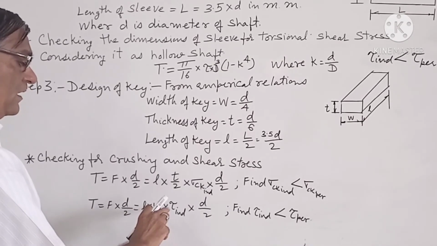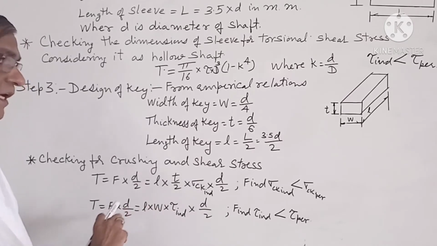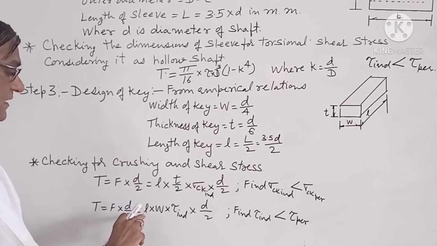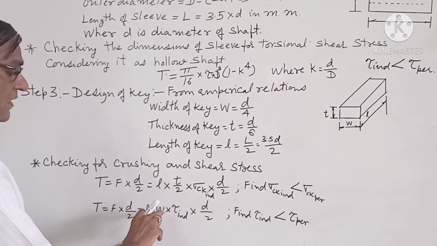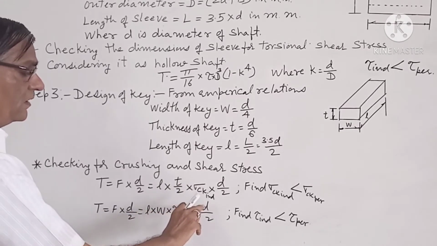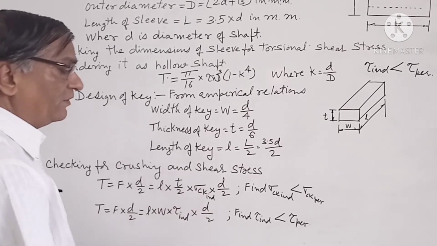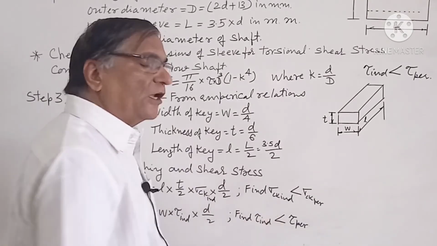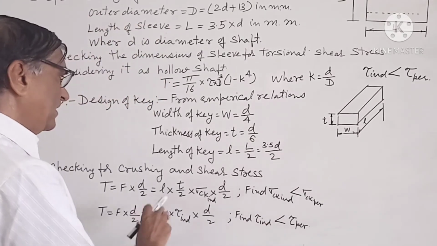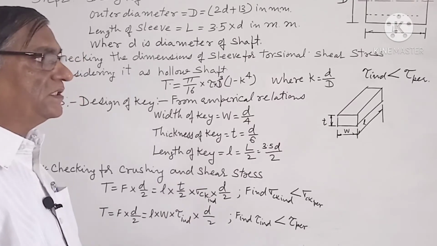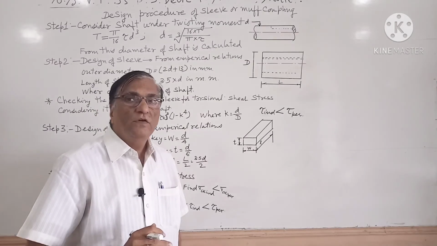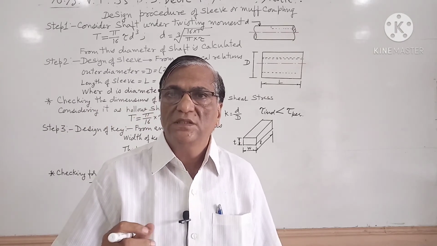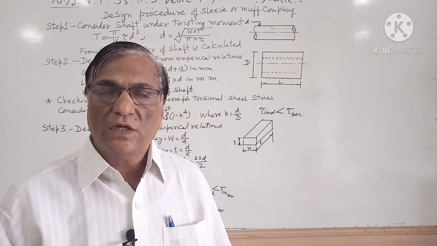the torsional stresses induced. From this formula, torque is equal to force into radius, that is equal to L into w into tau induced into d by 2. From this we will calculate the tau induced, and the value of tau induced must be less than tau permissible. In that case, the key is safe for torsional stress. In this way we will calculate the different dimensions of the muff coupling. So this is the design procedure of muff coupling.